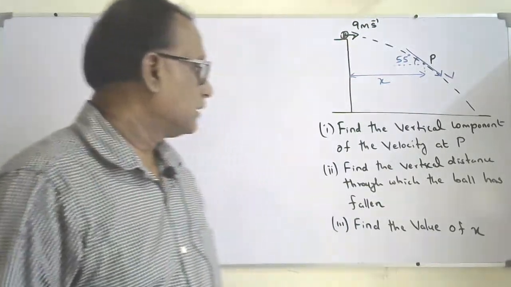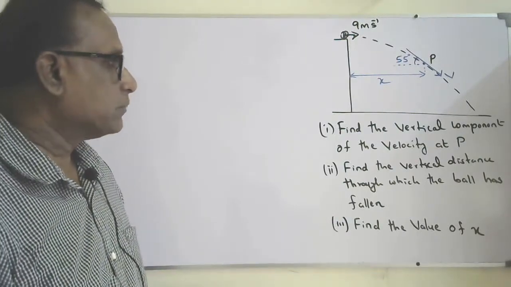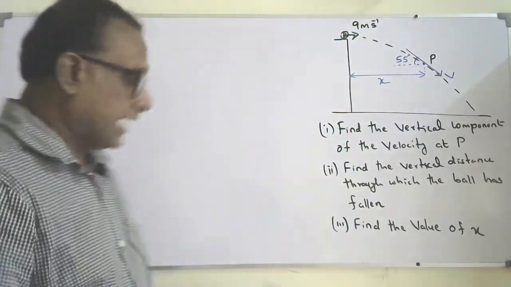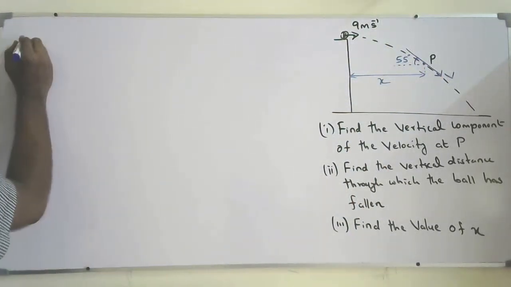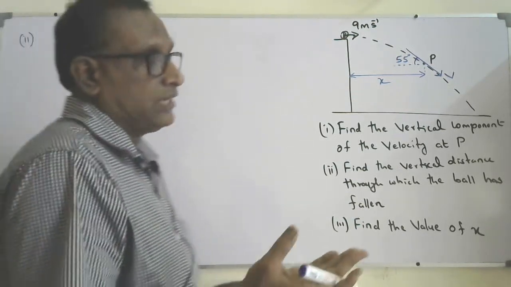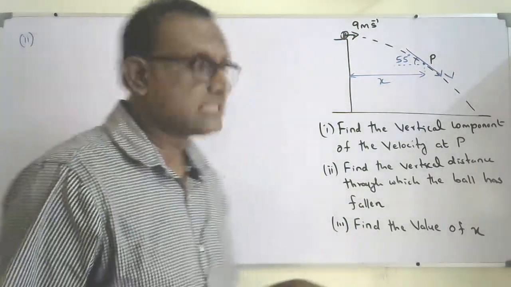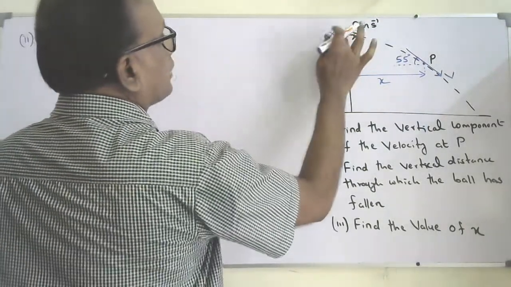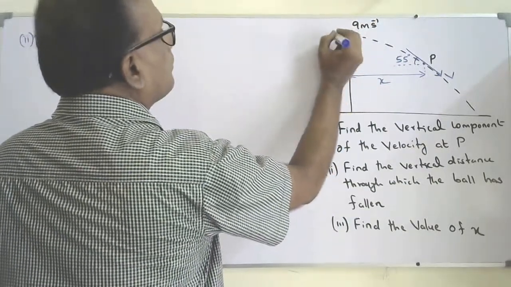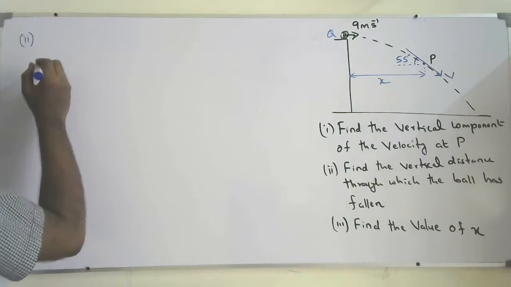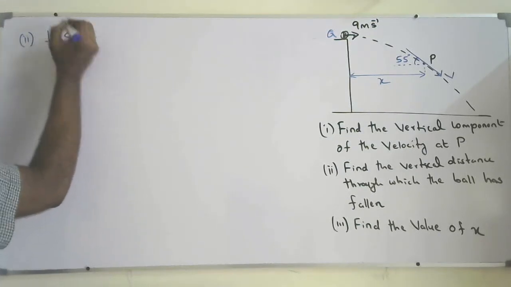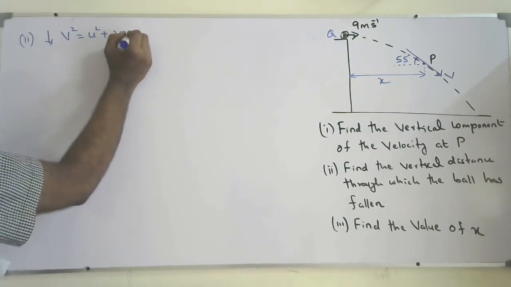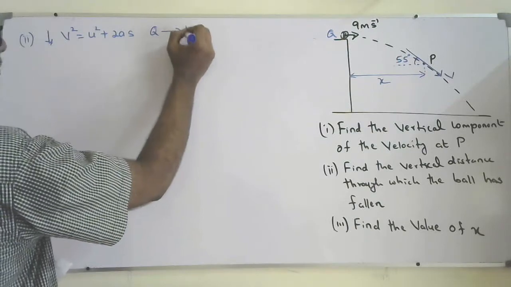Okay, the second part. Find the vertical distance through which the ball has fallen. So we found the vertical component at point P. I need to find the time taken, or I can use vertically v squared equals u squared plus 2as. For the motion from the initial point, I can call it x, but x might give confusion. So I can say the initial position Q. So when I consider the motion from Q to P in the vertical direction, I can use v squared equals u squared plus 2as.